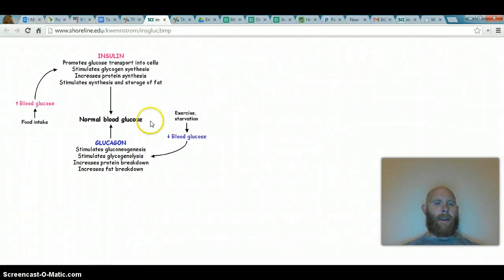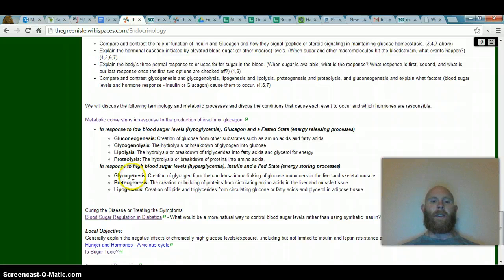Now back on this animation here, they break those things down in order to bring your blood glucose levels to normal. But then say you had a meal. You've got high blood glucose. That's going to promote the glucose transport into cells. Insulin is going to bind with those receptors and cause those GLUT transporters to open up the doorways that allow glucose in, along with amino acids and other macronutrients that are floating around in your bloodstream. This stimulates glycogen synthesis, and that is a term known as glycogenesis. It's the creation of glycogen from the condensation or linking of glucose.